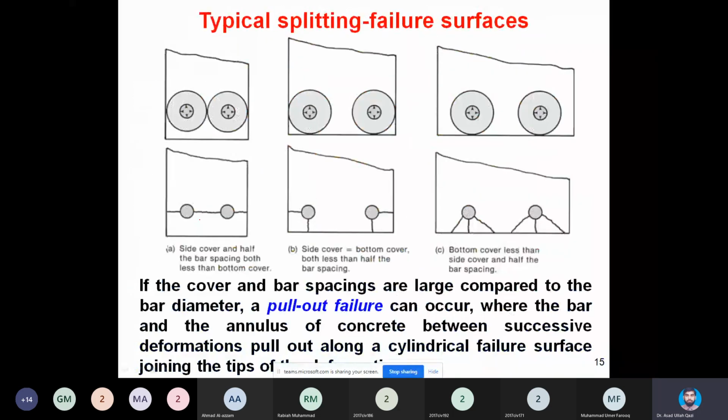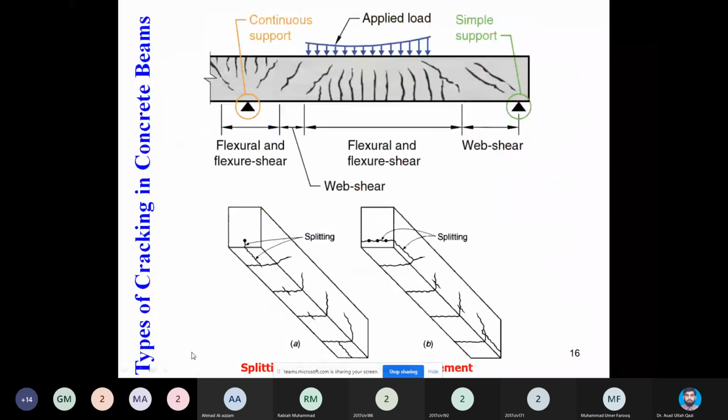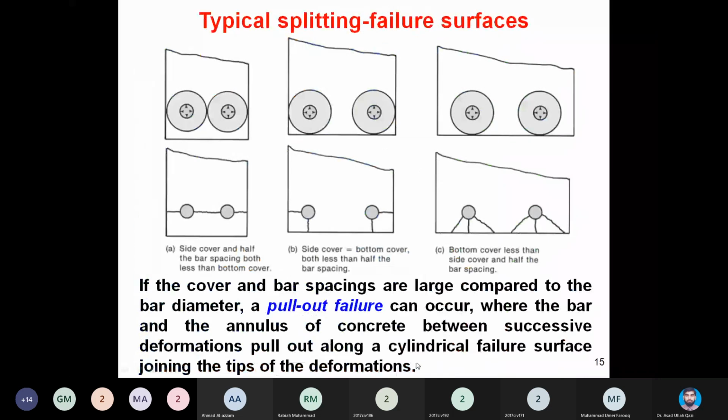On this slide number 15, let me change the tab. Now my slide number 15 is visible to you?